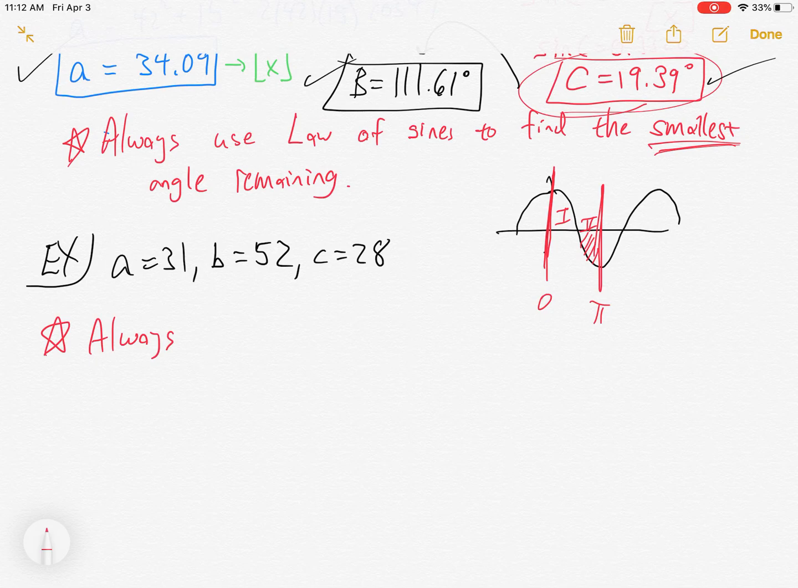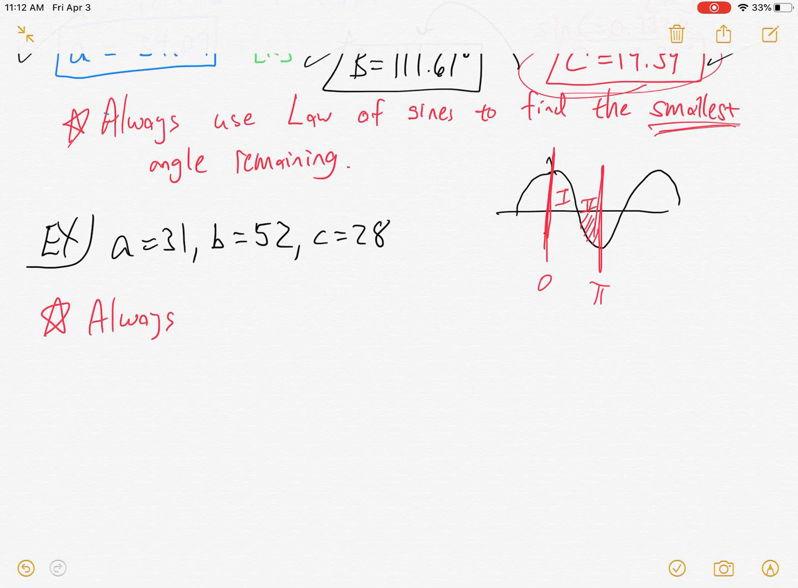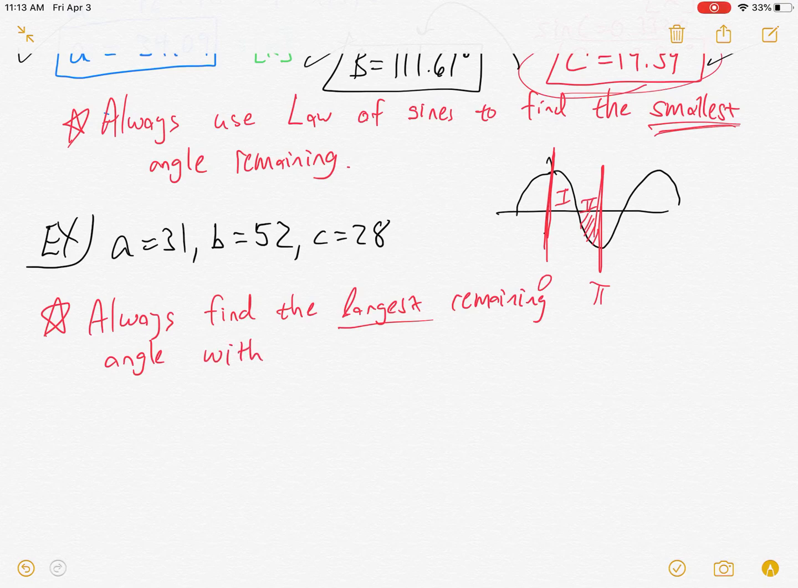Always use law of sines. I don't know, I might say this. Always find, I think this makes more sense. You might rearrange the previous statement. Always find the largest remaining angle with law of cosines. I think that statement makes more sense to put it in that order. But anyway, just a kind of a grammar thing.